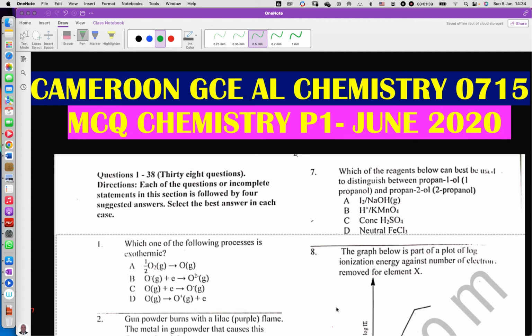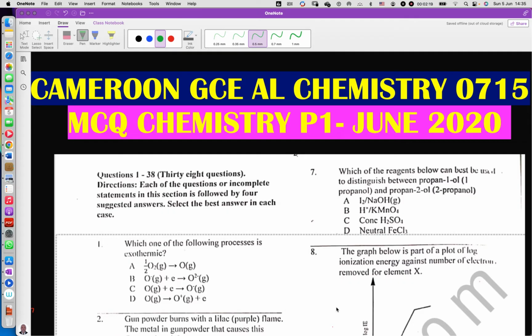Reaction A is the enthalpy of atomization of oxygen. Of course, that one is endothermic. Energy is needed to atomize it to its gaseous state. Reaction B is the second electron affinity of oxygen. Of course, energy is needed to bind the second electron to the first.